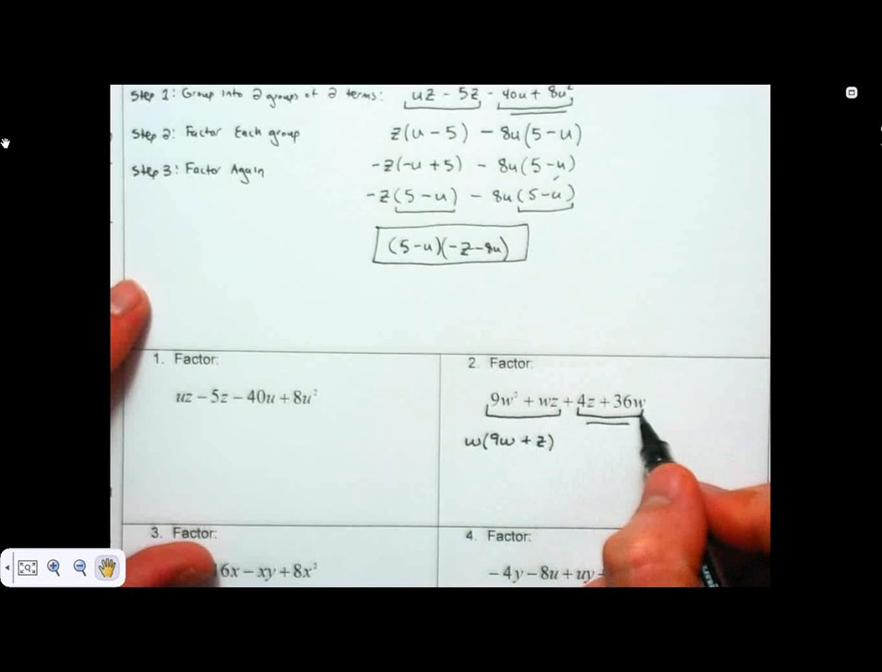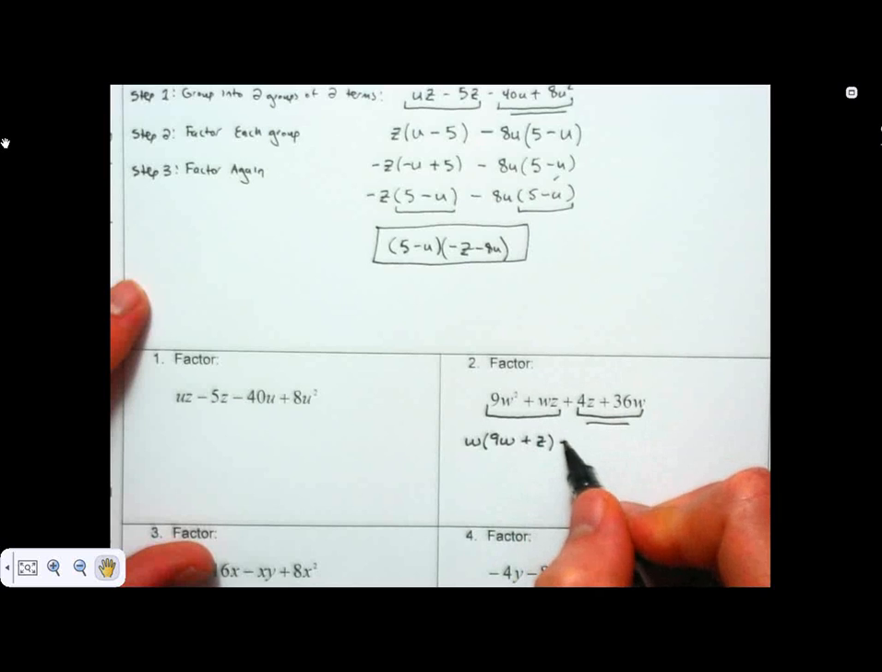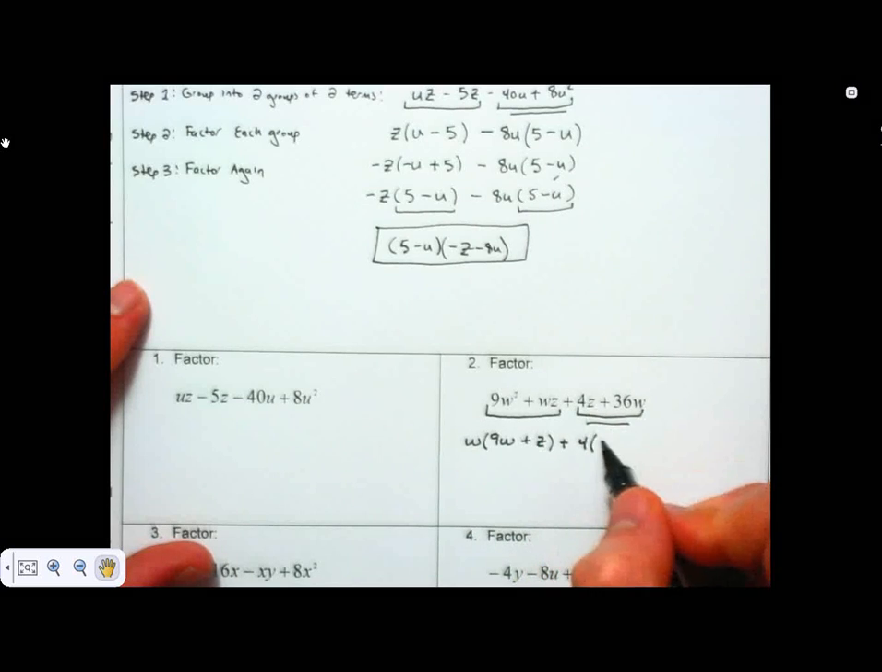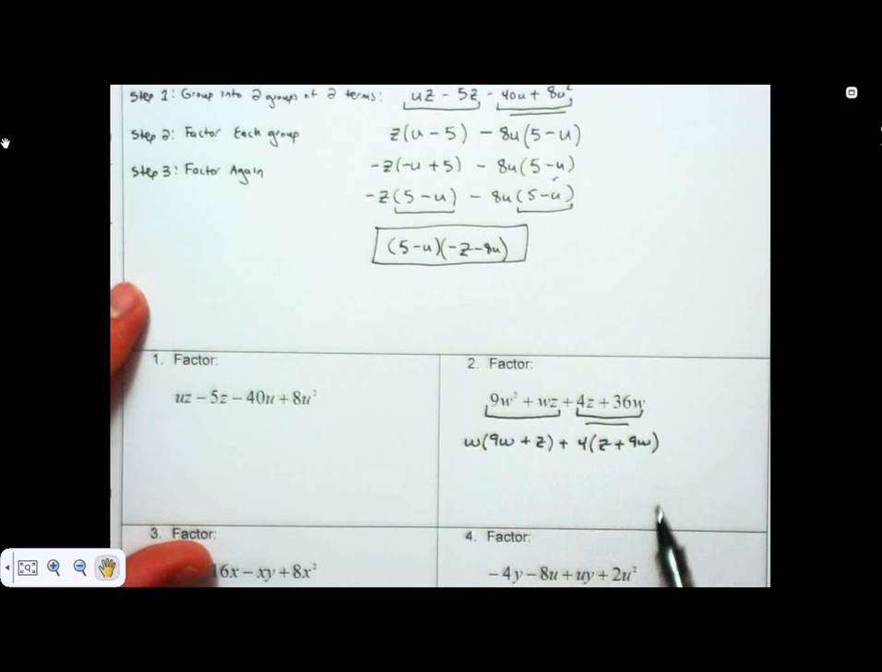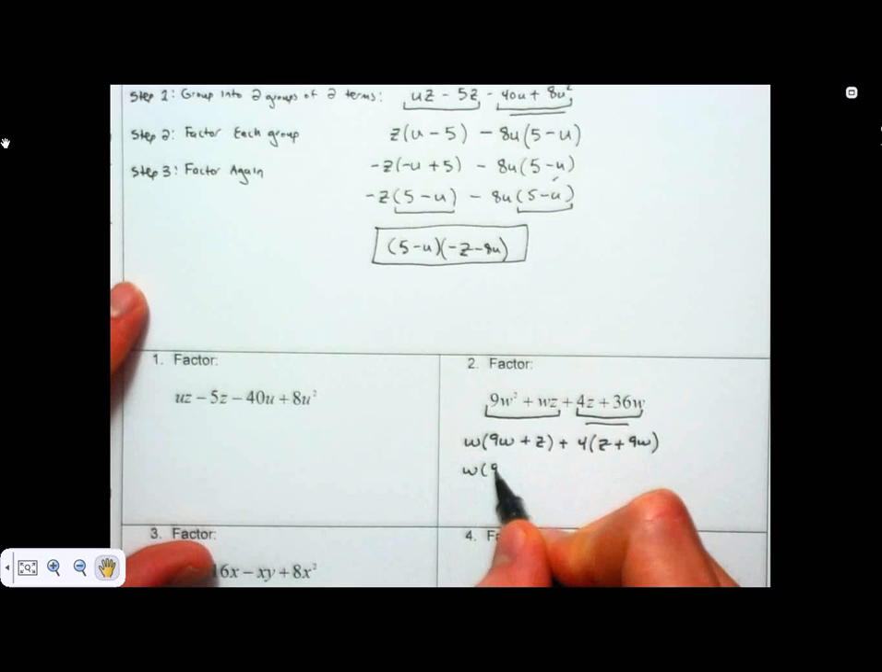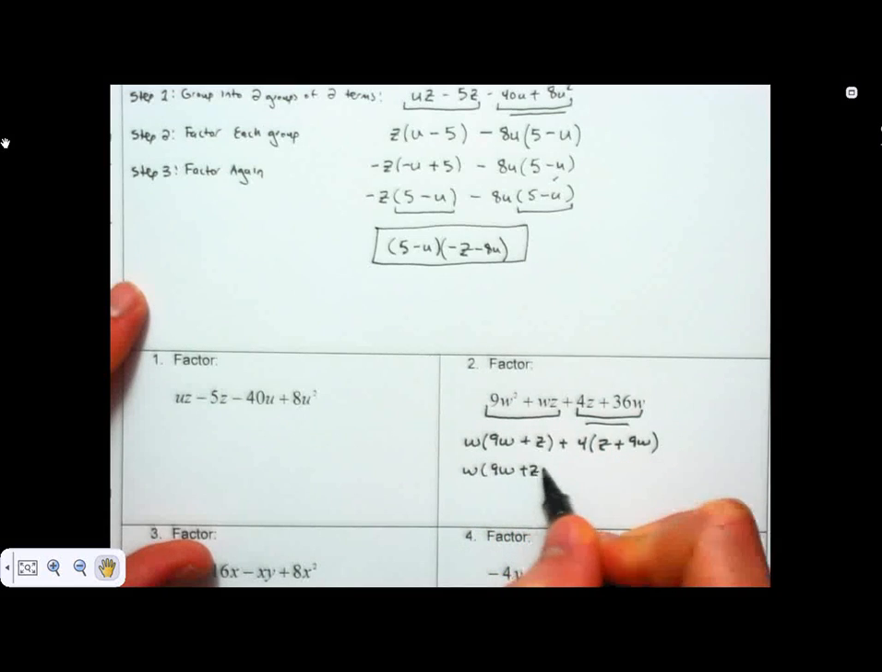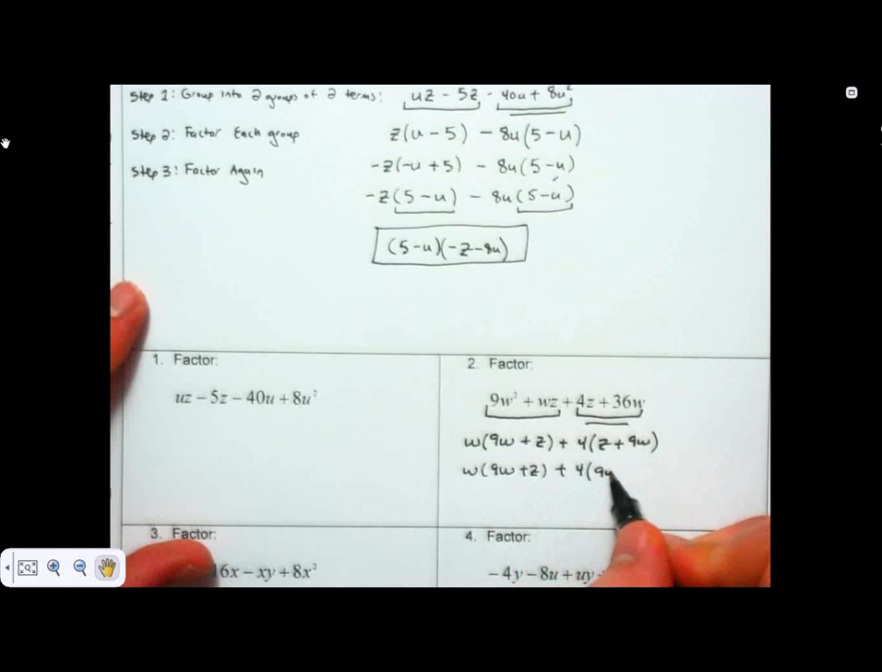The second group looks like the GCF is going to be 4. So if I factor a 4 out of the first term, that leaves z. If I factor a 4 out of the second term, that's going to leave 9w. And now, looking at the 2 groups that I have, 9w plus z versus z plus 9w, those are the same. With addition, you can switch stuff around. So I'm just going to write everything in the same order. Instead of writing this as z plus 9w, I'm going to write it as 9w plus z.